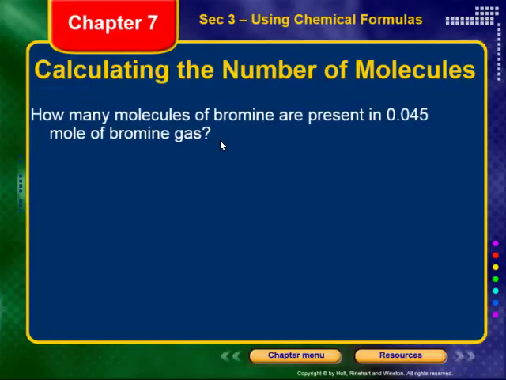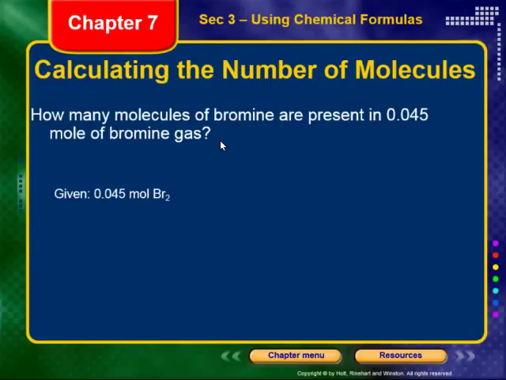So let's try some of these. How many molecules of bromine are present in 0.045 moles of bromine gas? Again, Brinkelhoff, remember that. So, given, we have 0.045 moles of Br2. And I know this is Br2 because bromine is a diatomic molecule. I remember that because of Brinkelhoff.